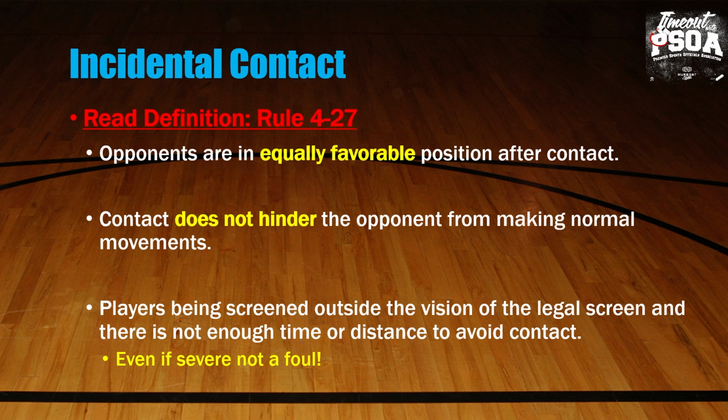Another part of the rule: contact that does not hinder the opponent from making normal basketball movement. Again, man, there's a lot of contact there. Yeah, you're right, 23, but you were dribbling the basketball and you continued to dribble the basketball. You wanted to go up for a dunk and you were able to finish that dunk. Right? It did not hinder you from doing what you were wanting to do as a normal basketball movement of dribbling, of passing, of shooting, of maintaining legal guarding position.